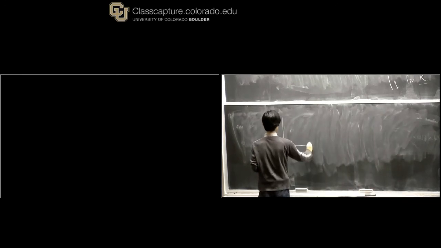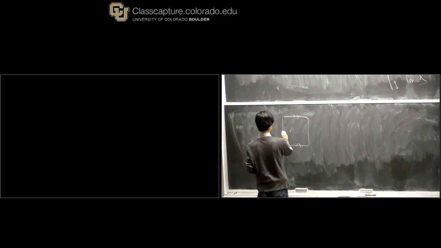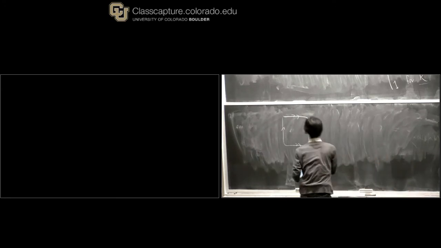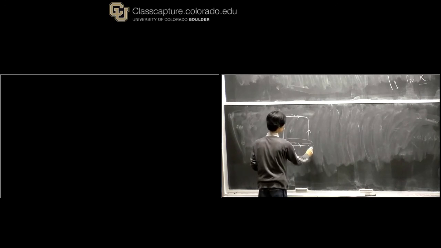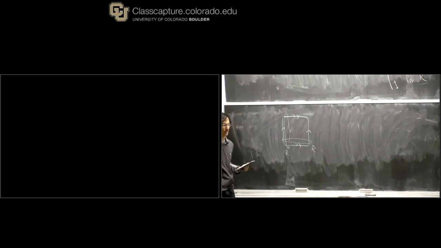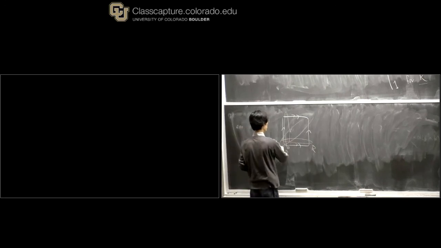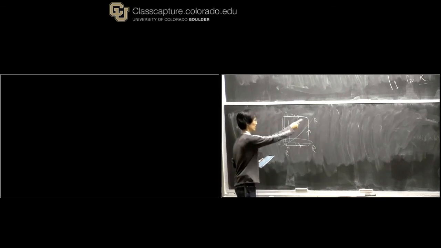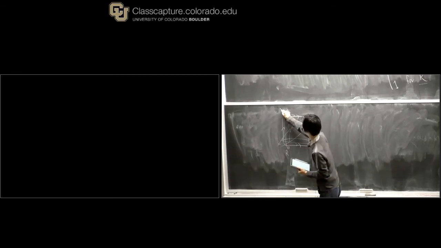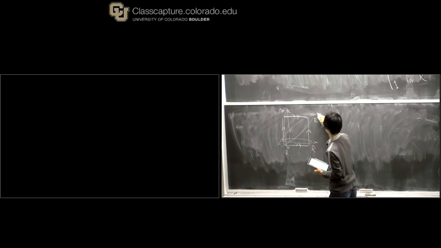So let's say we have the torus, right? And let's say we have periodic spin structure on the vertical side. And of course, the diagonal direction is also periodic. All of them are in the R sector. So let's say this is A and this is B and this is A plus B, right?